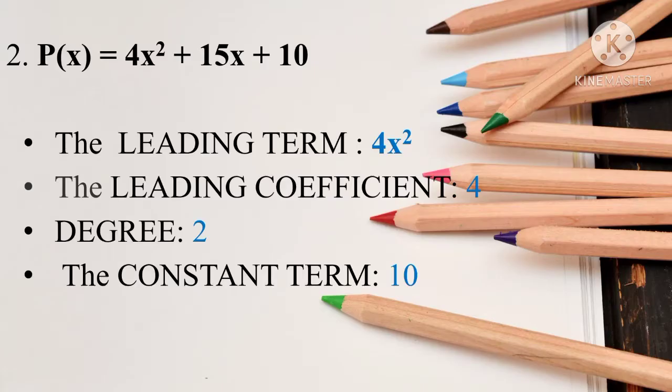Did you get the correct answer? So we have the leading term is 4x squared with the leading coefficient, which is 4. So the highest exponent is 2 and the constant term is 10.